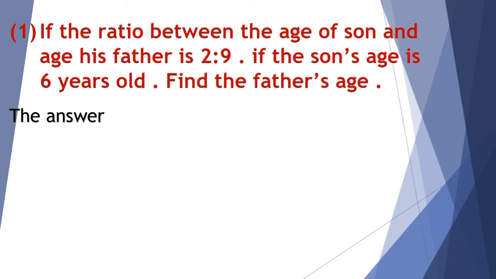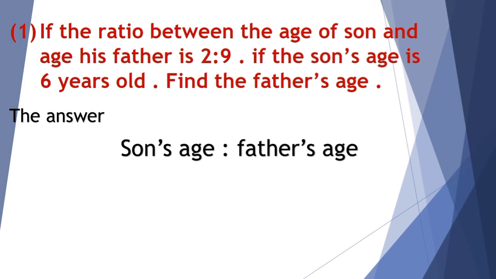If the ratio between the age of the son and the age of the father is 2 to 9, and the son's age is 6 years old, find the father's age. When we answer, we will write the titles up. So we will write son's age to father's age. Under this ratio I will write 2 to 9. And he told me that the son is 6 years old. In the next line, under the son's age, I will write 6 years. Then under the father, space.